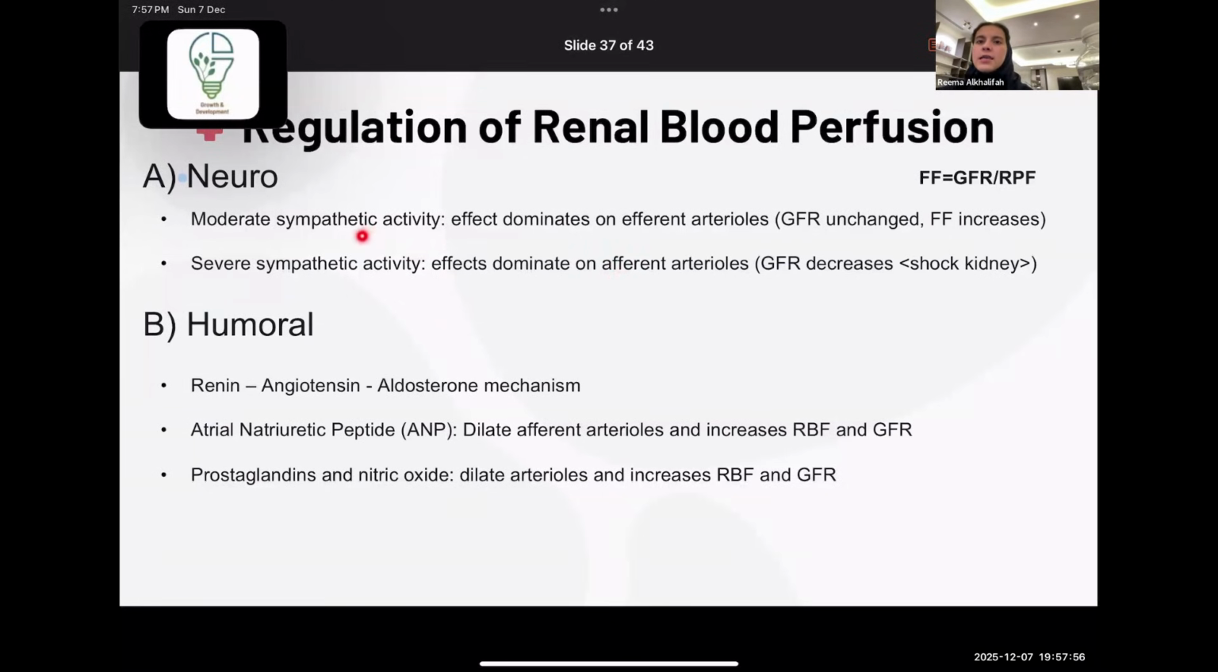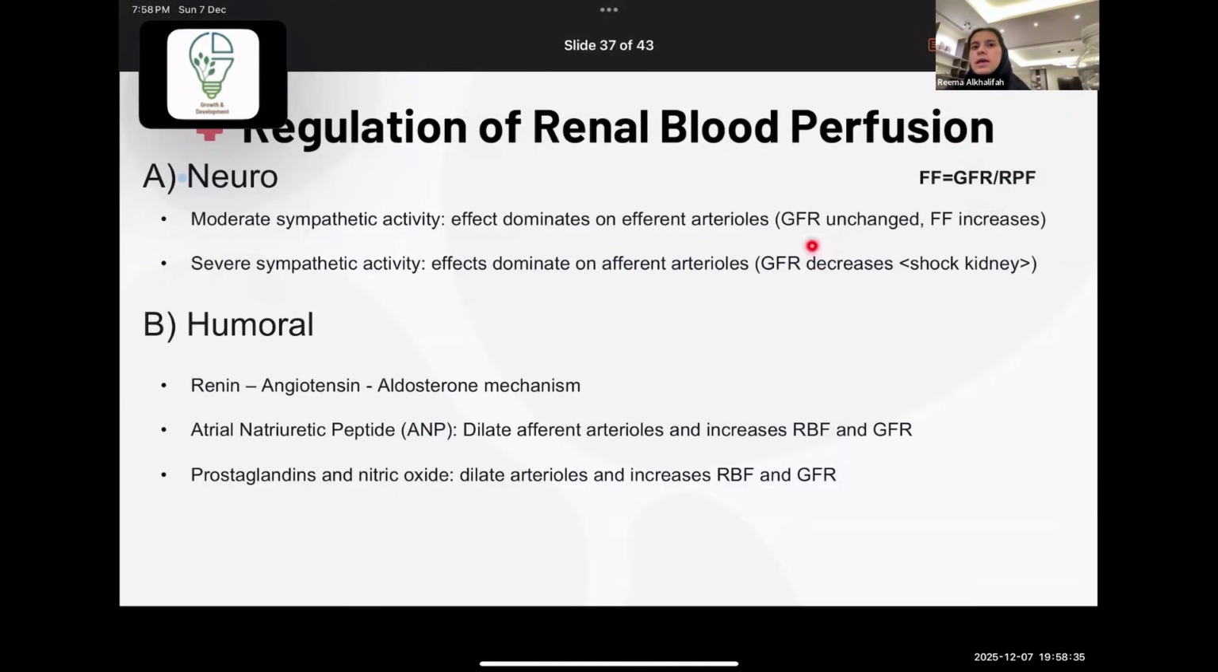If there's an increased moderate sympathetic activity, the effect dominates on the efferent arterioles. Here, the GFR remains unchanged because we said if the efferent constricts, it could either increase, decrease, or remain unchanged depending on the degree of constriction. So here, GFR remains unchanged. However, the filtration fraction increases from this equation. If filtration fraction increases, that means that the renal plasma flow decreases because the arteriole is constricted, so less plasma is going through.